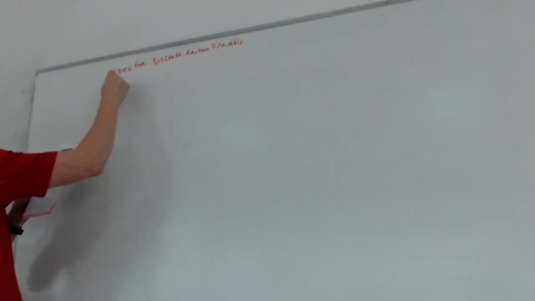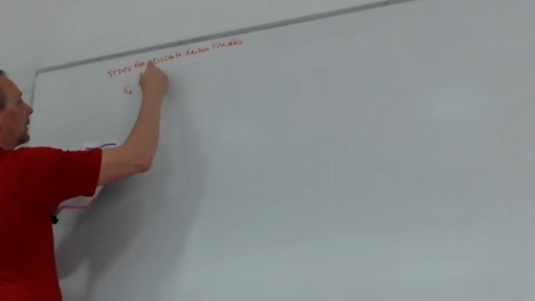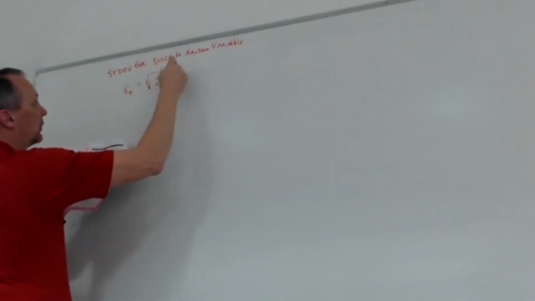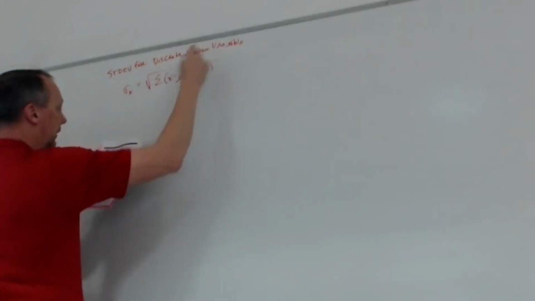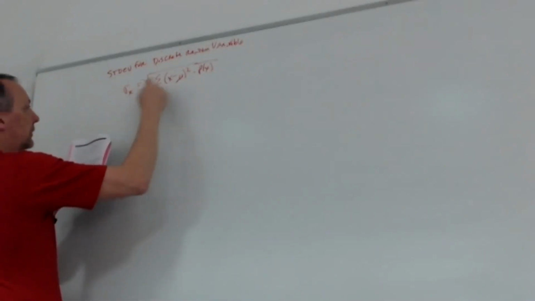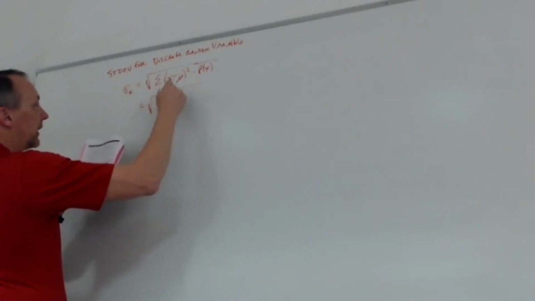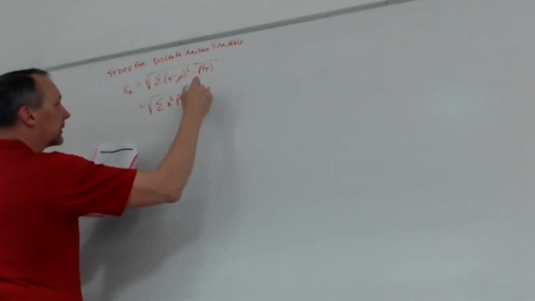Okay, so here's what it says. Sigma sub x equals the square root of the sum of (x minus mu) squared times the probability of x. Or another version of the formula is the square root of the sum of x squared times p of x, minus mu squared. So which version are you doing, the top one or the bottom one?